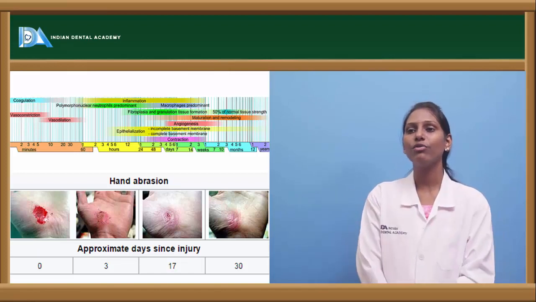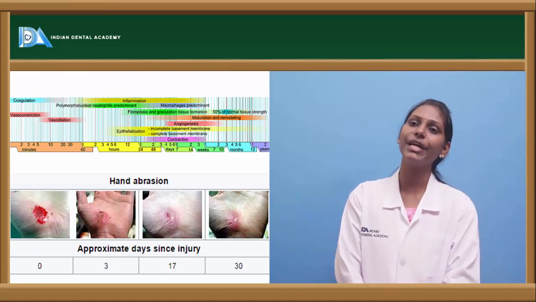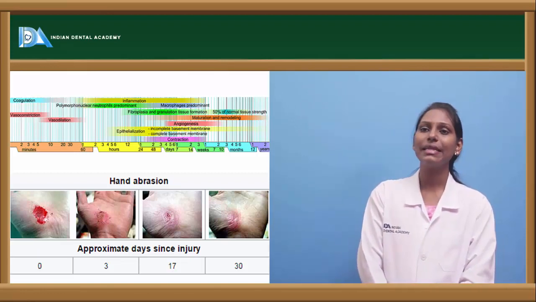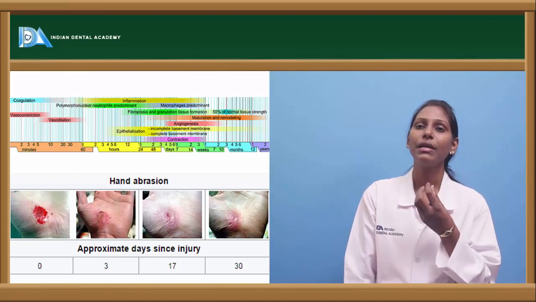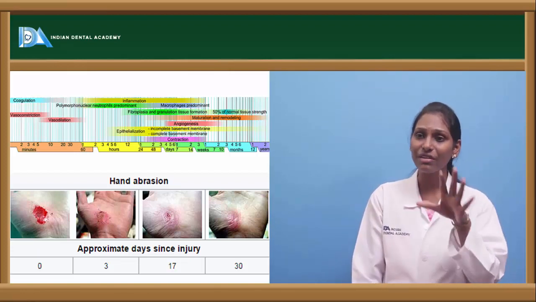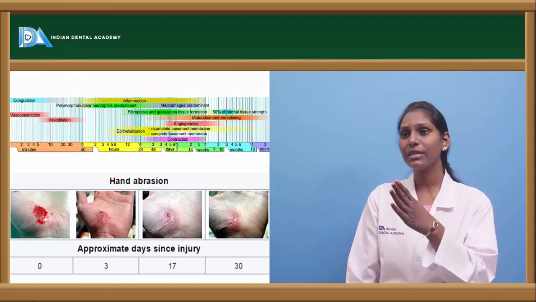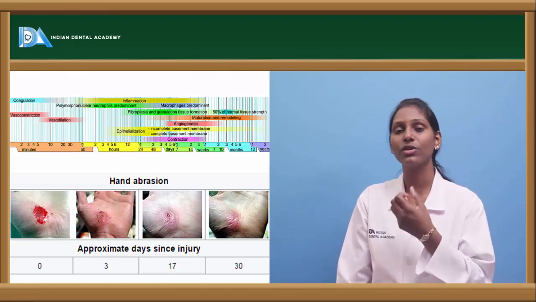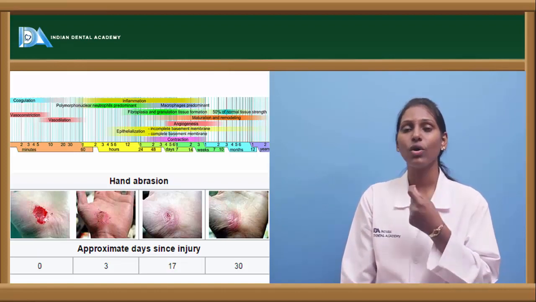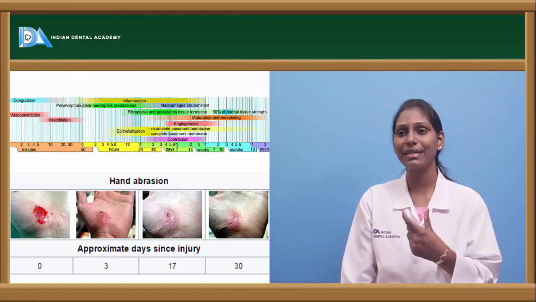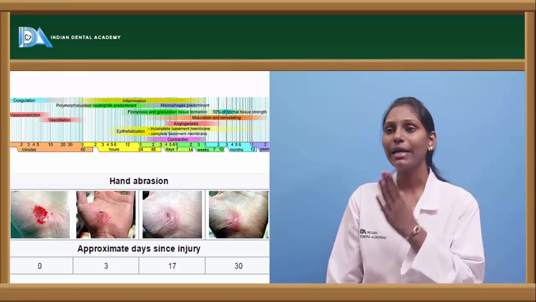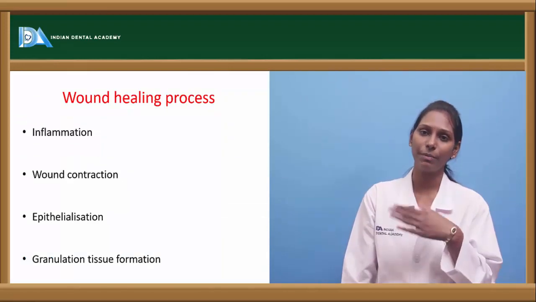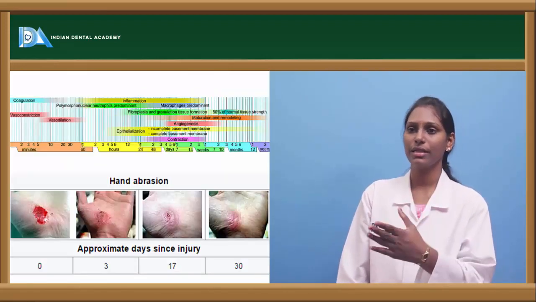Here we see a case of hand abrasion, where initially at the 0th hour, we see a hand abrasion there. Within 3 days, there will be vasoconstriction, coagulation phase, and inflammatory reaction usually starting there. Here in the picture, within approximately 17 days, we can see contraction of the wound. The diameter of the lesion has decreased in the third picture, and by the end of the 30th day, we can see scar formation. This is how, with the help of epithelialization and granulation tissue formation, there is scar formation.